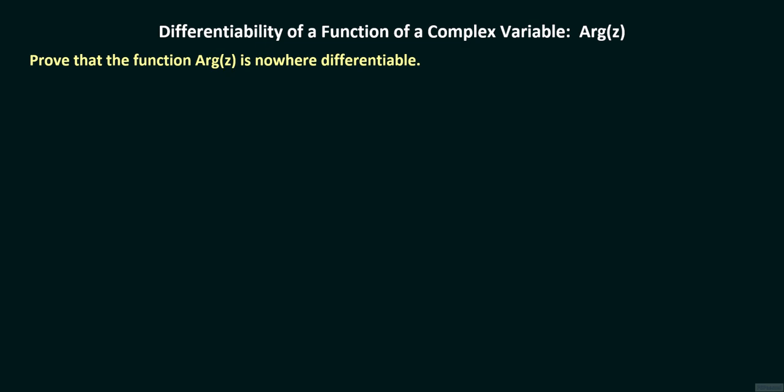In this video, we examine a function in a complex variable and show that it is nowhere differentiable, or that its derivative does not exist anywhere. The function is the one that gives the principal argument of z, where z is a complex number, and is denoted by uppercase Arg of z. The principal argument of z is the argument of z that is greater than minus pi and less than or equal to pi.